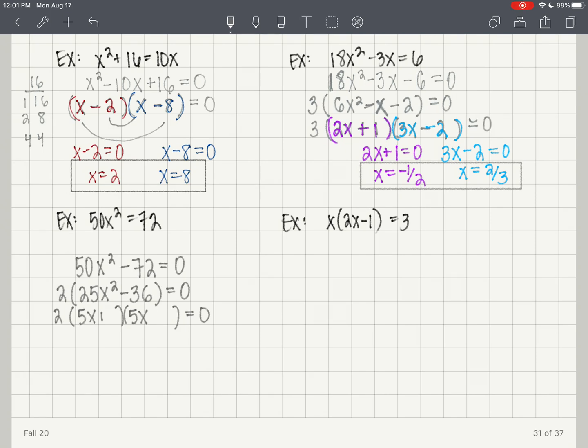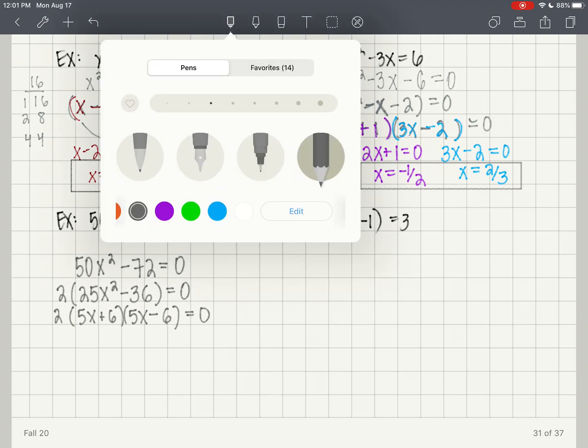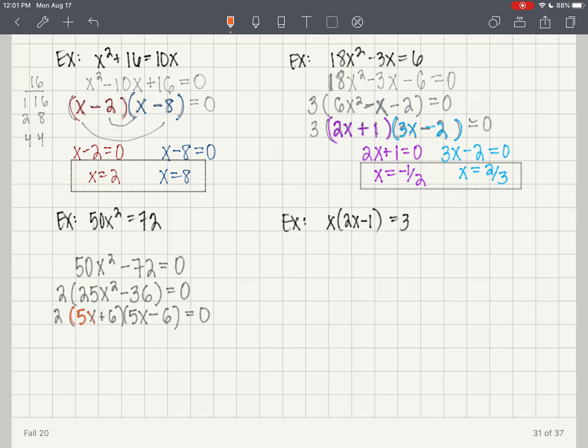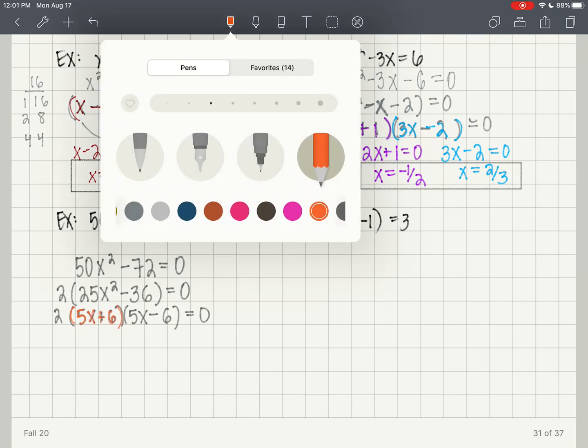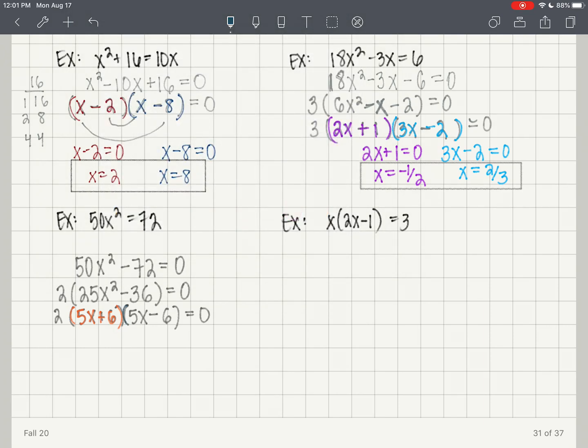So we've got 5x plus 6 and 5x minus 6. That's our difference of two squares. And then we've got, let's use orange, a variable factor of 5x plus 6. And then we have a variable factor, let's use that pretty teal type of color, 5x minus 6.